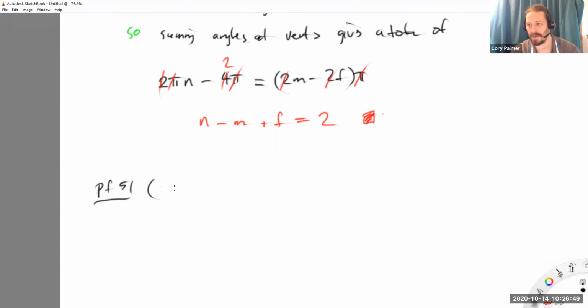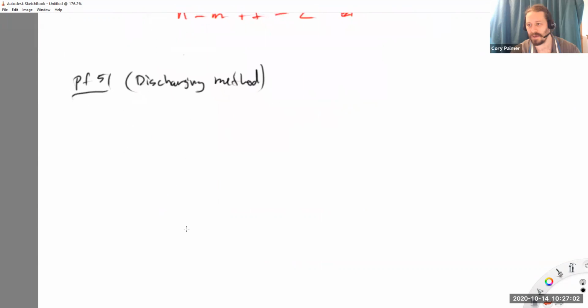And this is what's called a discharging method. This is a powerful method in planar graphs. It's not something we're going to talk about in this class beyond this example, but this is like an awesome mechanical sort of proof here.